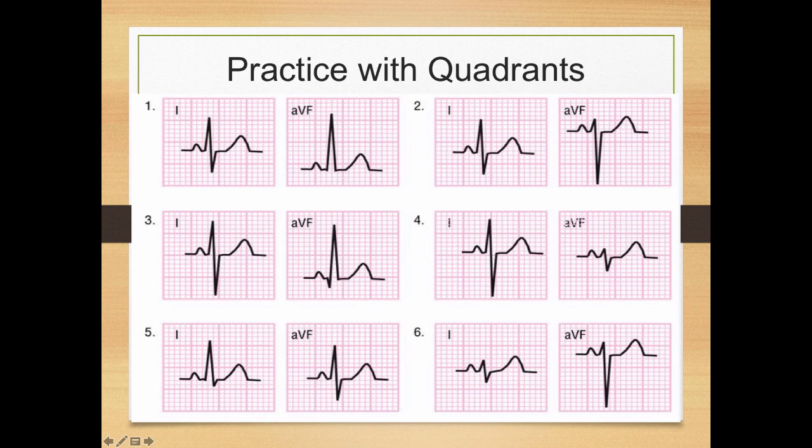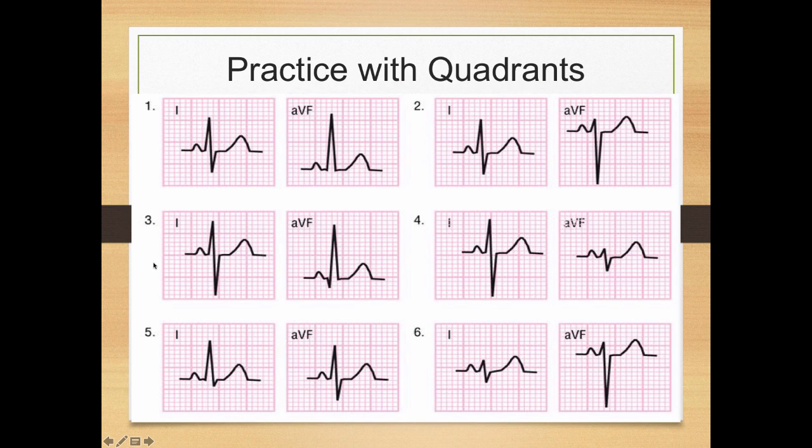In example 2, we've got positive, same complex, right, in lead 1, so a little bit more positive. AVF, it's got some positivity to it, but it's a lot more negative here. A lot more negative. So AVF we're going to call negative. We're going to call that down. So up and down. And that's left axis deviation.